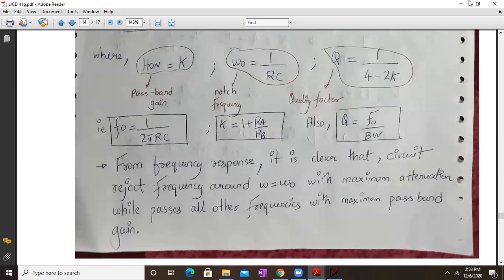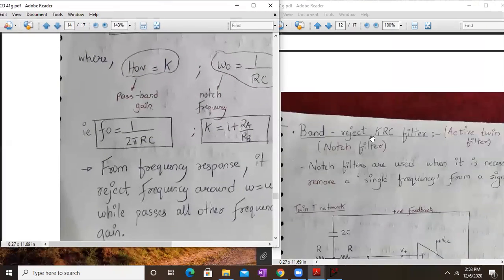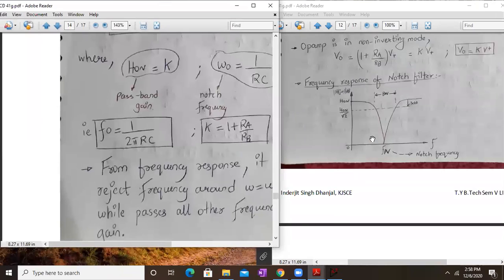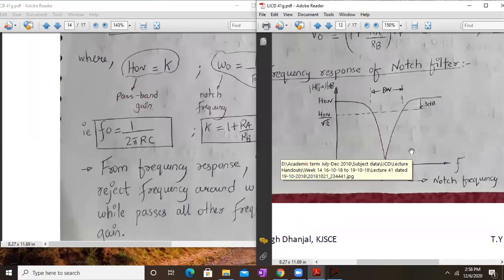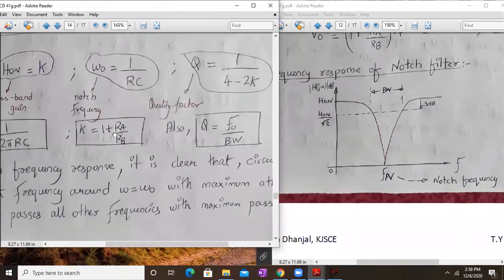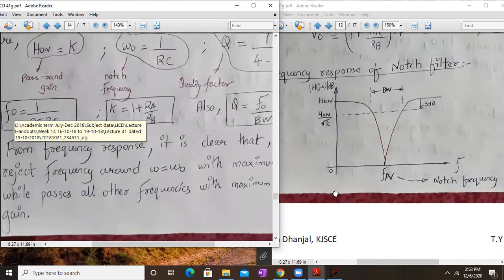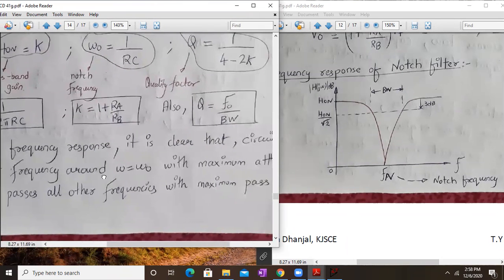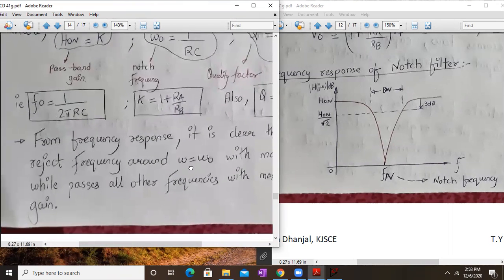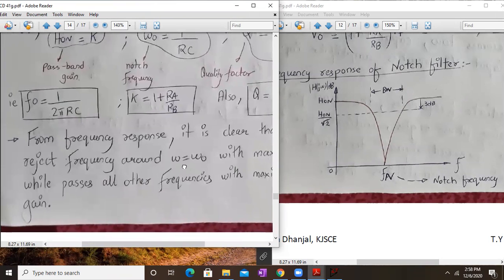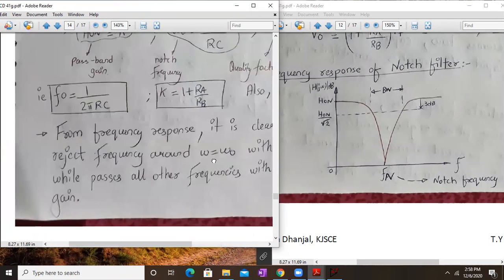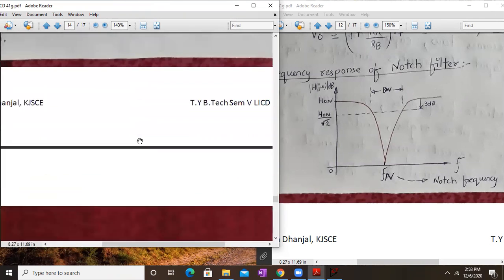So from the frequency response, it is clear that the circuit will reject the frequency around f equal to fn, or omega equal to omega naught, with a maximum attenuation, whereas it will pass all other frequencies with the maximum passband gain. So that is very clear.